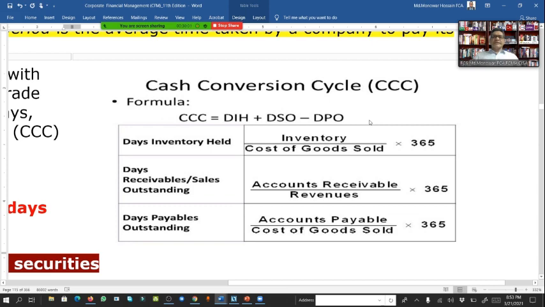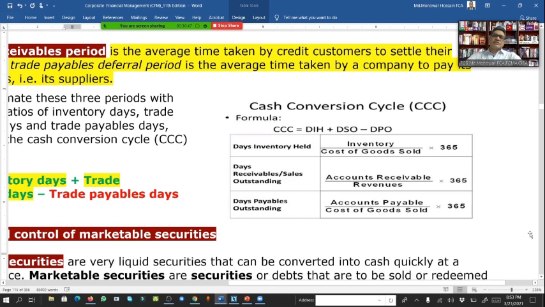DIH, days inventory held, we can calculate as inventory divided by cost of goods sold, multiplied by 365 days, that means 1 year. In the same way, days sales outstanding, DSO, is accounts receivable divided by revenue, multiplied by 365 days. And in the same way, DPO, days payable outstanding, is accounts payable divided by cost of goods sold, multiplied by 365 or 360 days. So this way, we can calculate the cash conversion cycle.